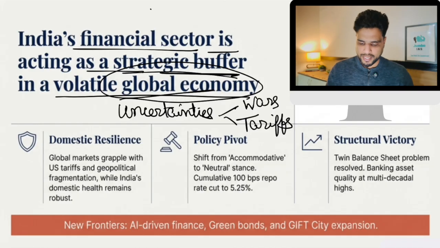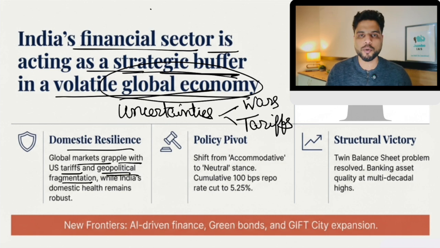Okay. There is domestic resilience in India's financial sector. Global markets grapple with US tariffs and geopolitical fragmentation. What do you mean by geopolitical fragmentation? Well, countries have taken sides. There are wars going on, right? While India's domestic health remains robust.